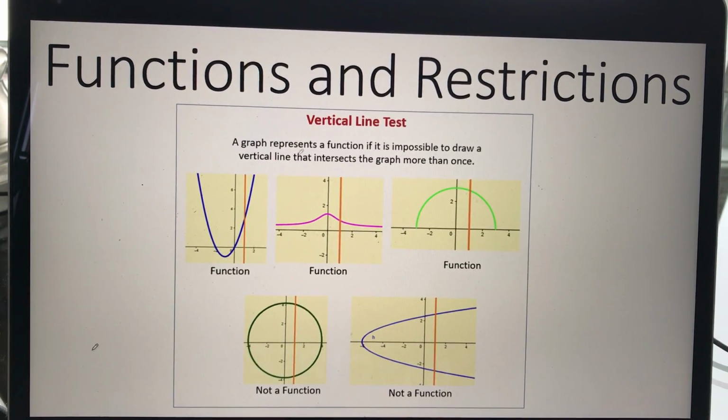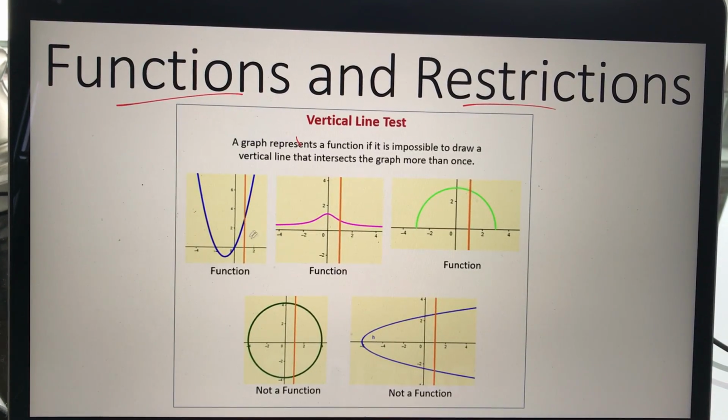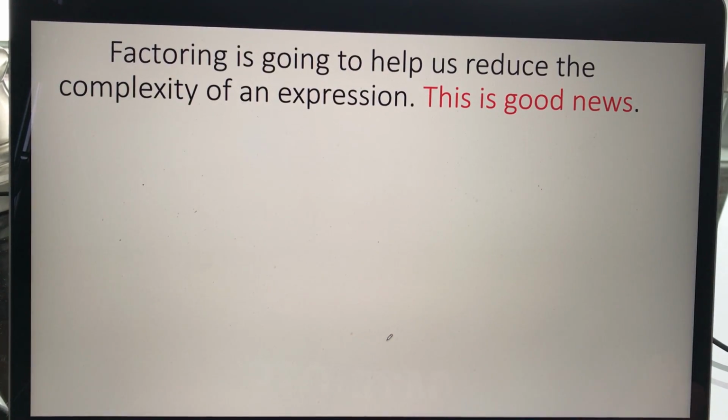Up next are going to be functions and restrictions. Just to remind yourself, of course, a function always has to pass the vertical line test. So these up here are functions, that's a function, that would successfully be a function, that fails, and that fails to be a function.